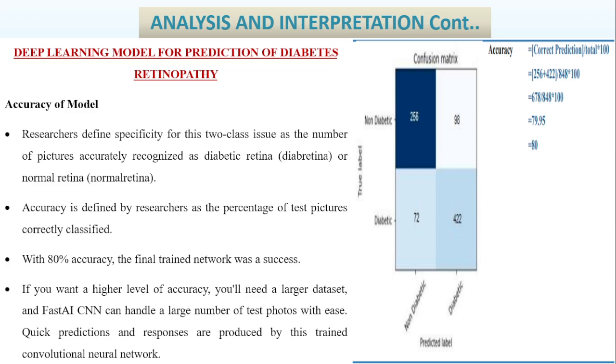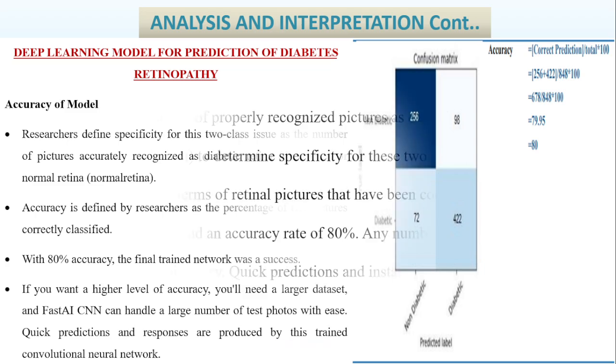Now accuracy is defined by the researcher as the percentage of test pictures correctly classified. With 80% accuracy, the final trained network was a success. If you want a higher level of accuracy, you will need a larger dataset, and fast AI CNN can handle a larger number of test photos with ease. Quick prediction and responses are produced by this trained convolutional neural network.